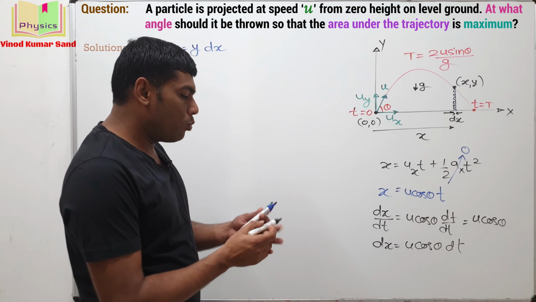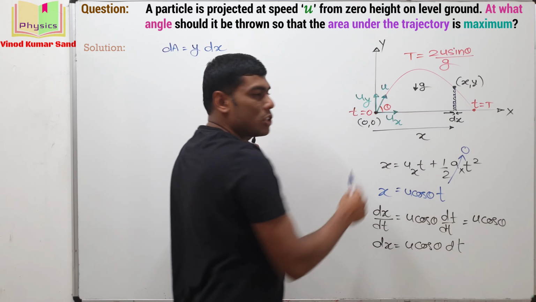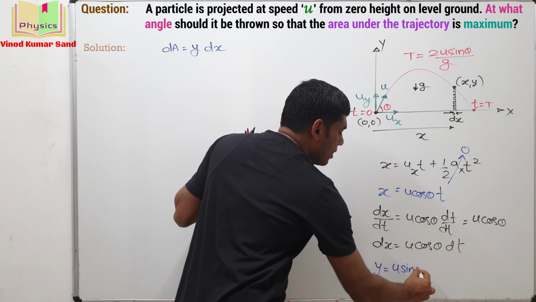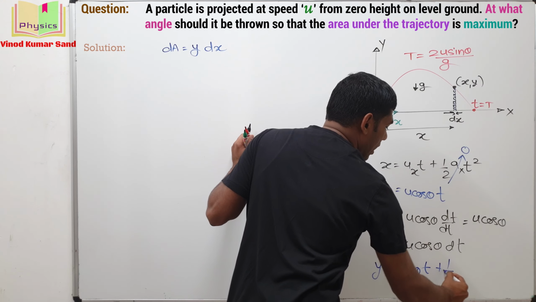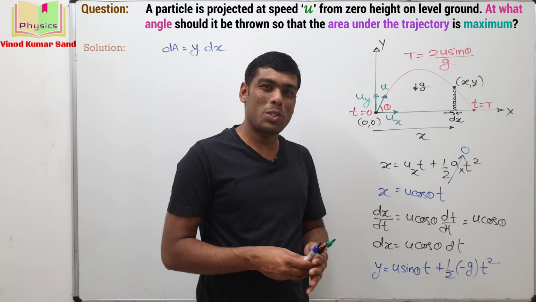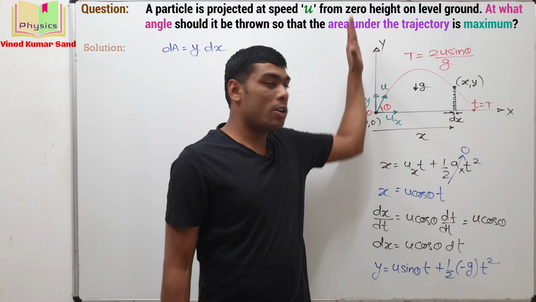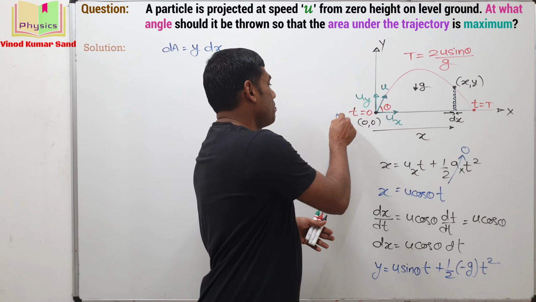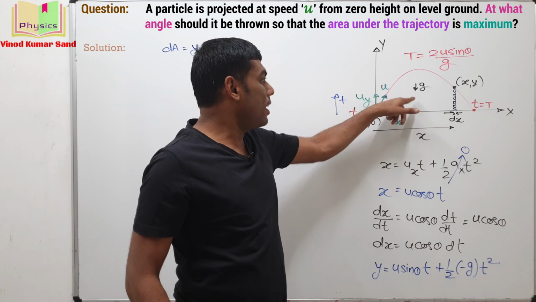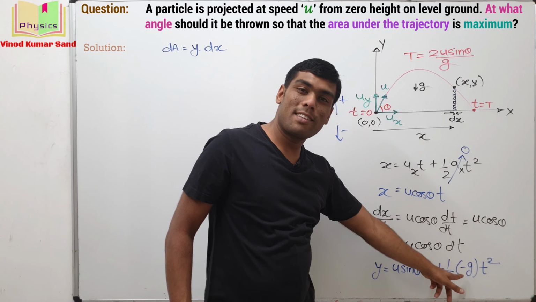Next we are obtaining the y coordinate. In order to obtain the y coordinate, I am using the second equation of motion since the acceleration in the y direction is constant. So the y coordinate will be equal to u sin theta t plus half of minus g into t square. Which equation of motion? Second equation of motion. The initial velocity in the y direction is positive and acceleration in the y direction is in the negative direction. We choose the convention upward positive, downward negative. That's why here is a negative sign.